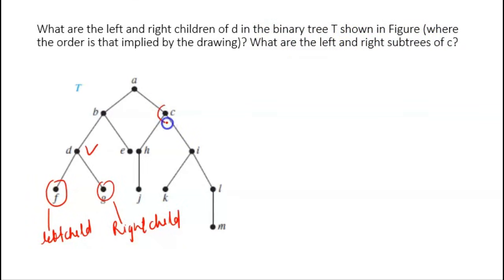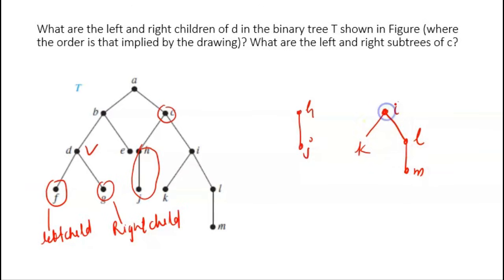So if I look at this vertex, here we have the vertex C. The left subtree is a subtree which has H as its root and J as its another vertex, right? So this is the left subtree which I have just drawn. And what is the right subtree of C? The right subtree of C has I as its root and then K as one of its child and then L and M. So this is the right subtree of the vertex C and this is the left subtree.